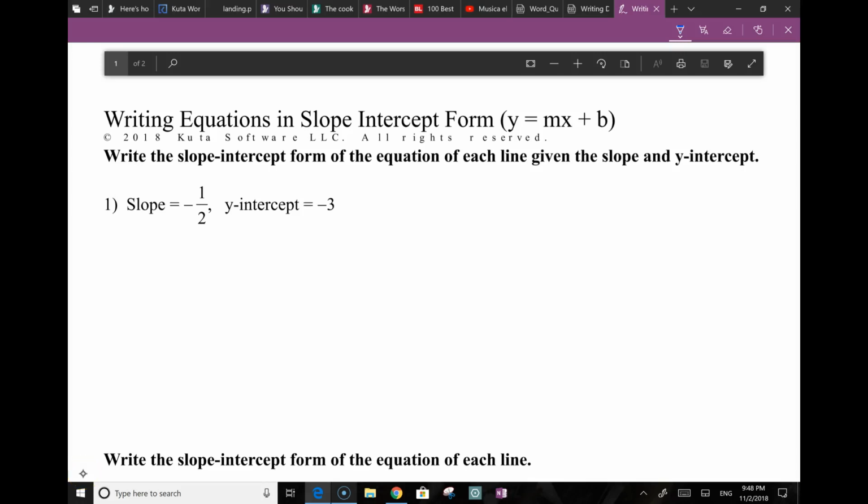Hi everyone, in this video I'm going to talk about how to write the slope-intercept form based on a given set of information. In the first case, actually before I get into the first case, I just want to mention that the slope-intercept form is y equals mx plus b. And it would be good to take a moment to just review what the parts of this actually mean.